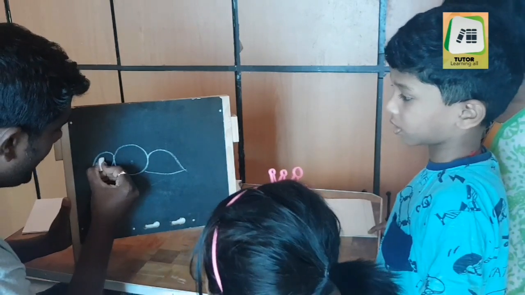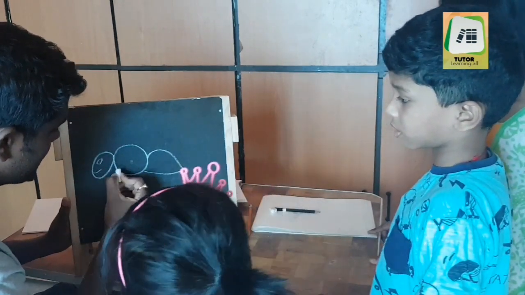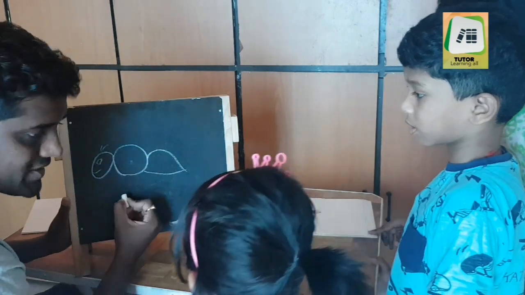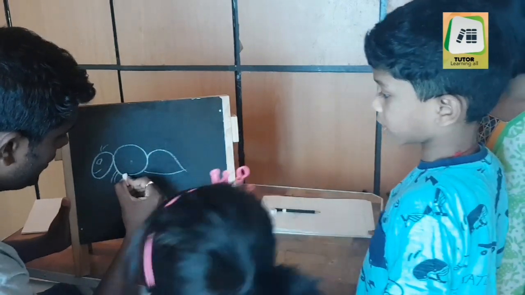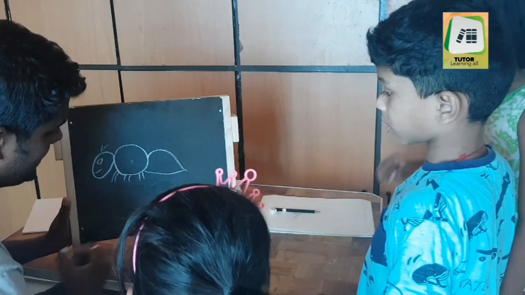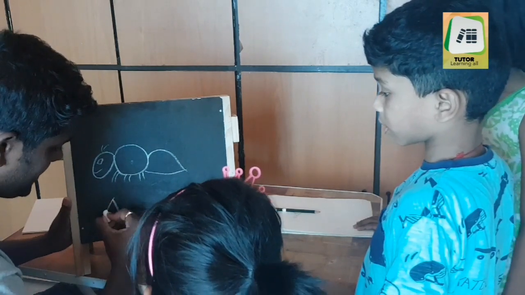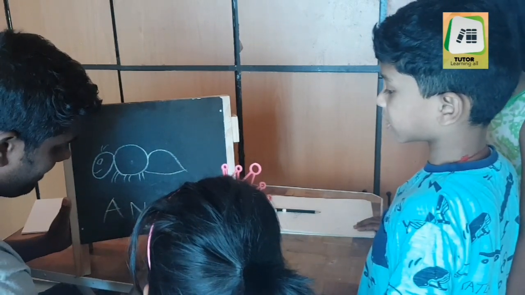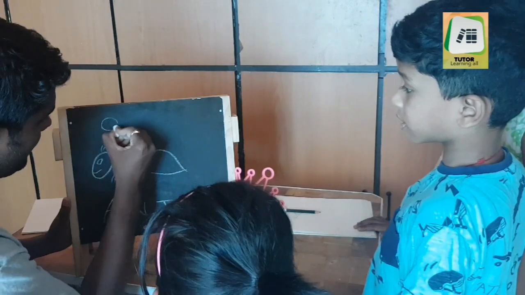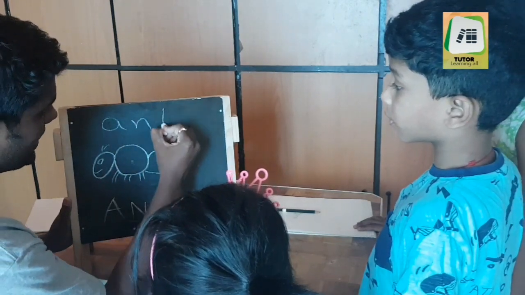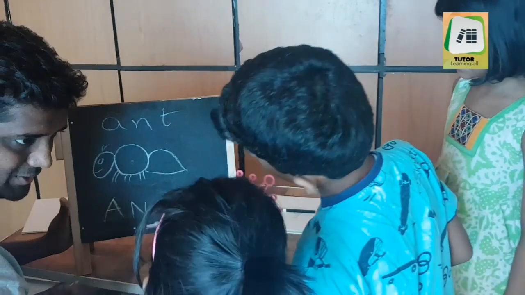So this is eye, this is mouth. These are two hairs of the hand and we'll draw six legs. So this is hand. Since it is a small A, we'll write with small A as well. And now let's draw this.